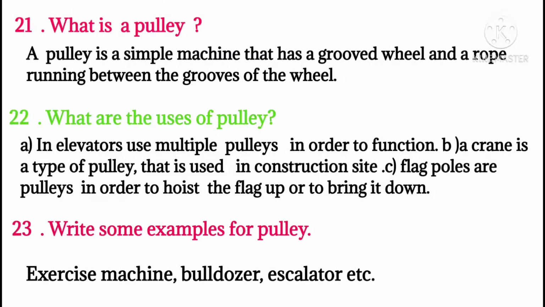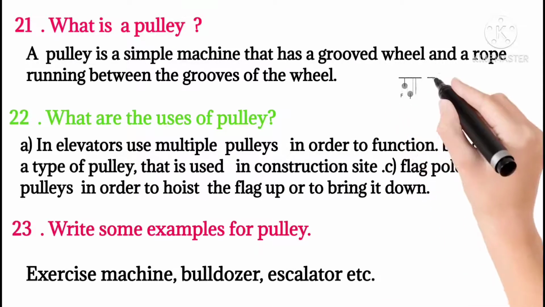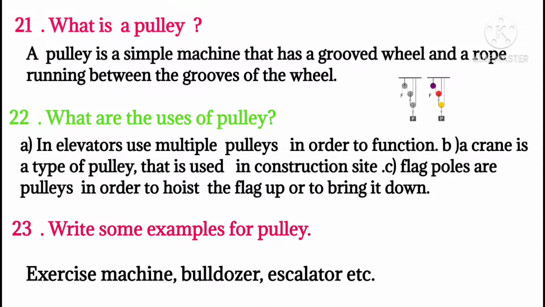23. Write some examples for pulley. Exercise machine, bulldozer, escalator. Here pulleys are used. Escalator is the moving staircase. This is the picture of a pulley. You can see the wheel as well as the rope in the pulley.